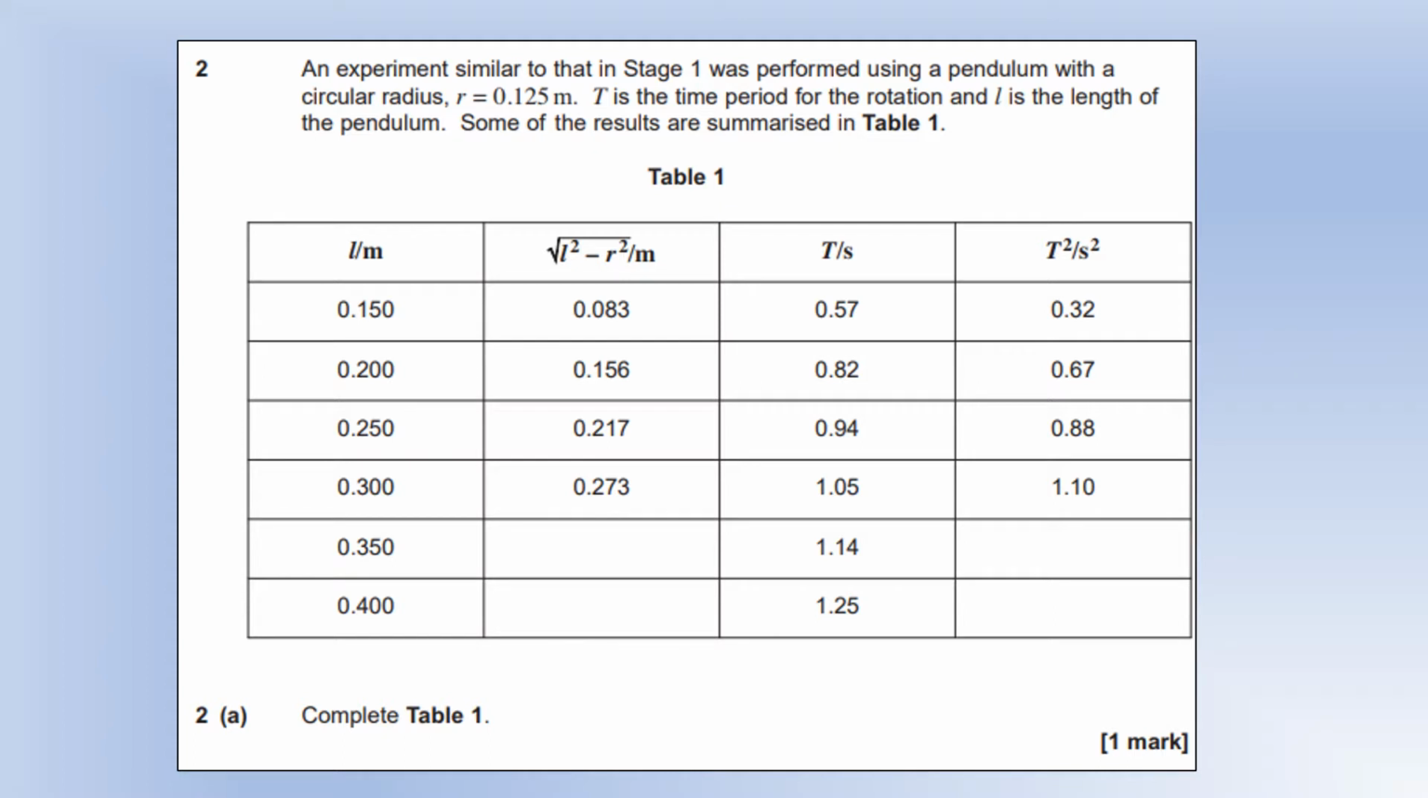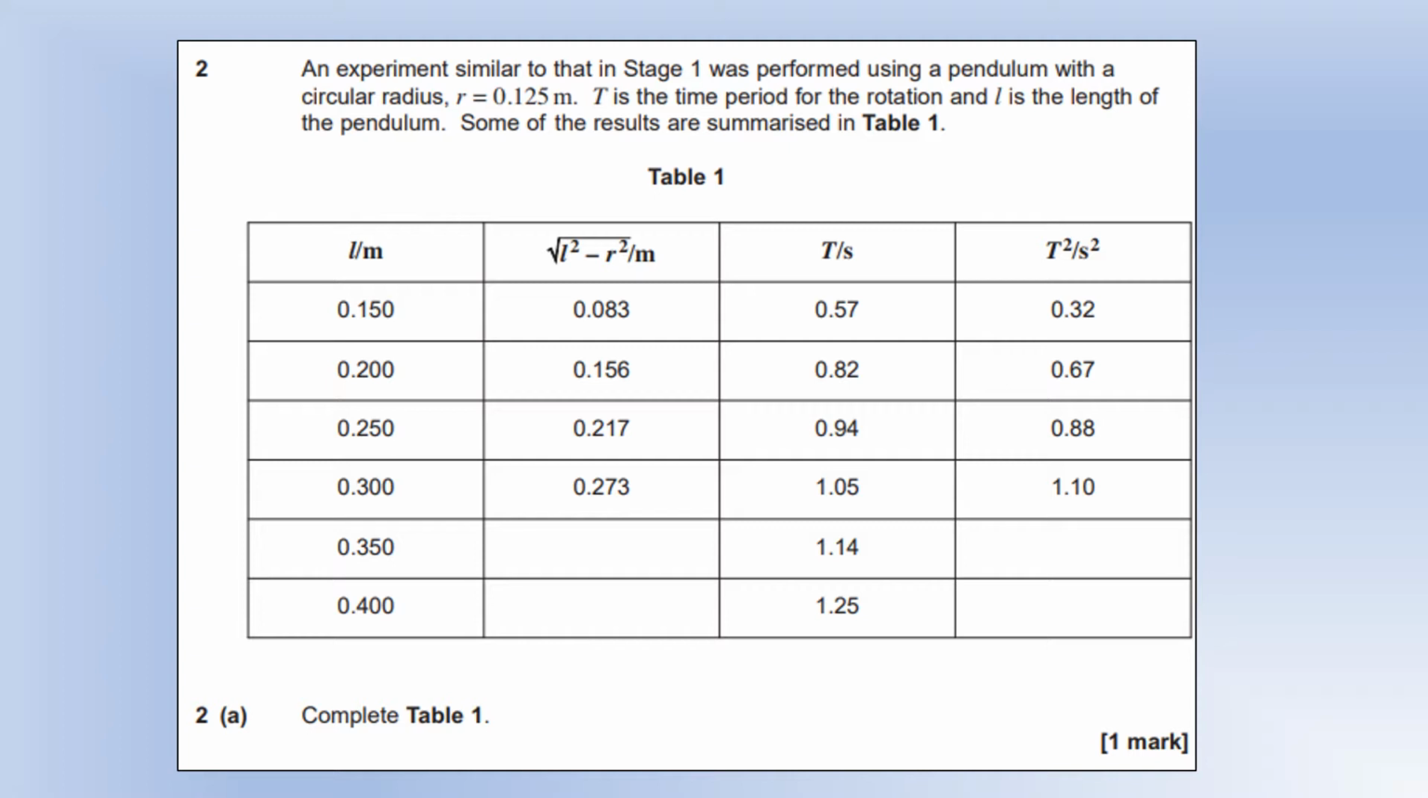So we are essentially going to use a pendulum, but we're going to make it move in circular motion, so it's something called a conical pendulum, and the radius we're going to make it move in is 0.125 meters. And what you can do is measure the time period for the rotation, and essentially what we're going to do is we're going to change the length but keep the radius the same.